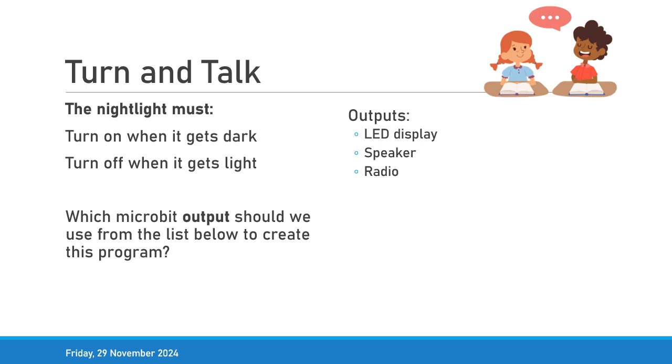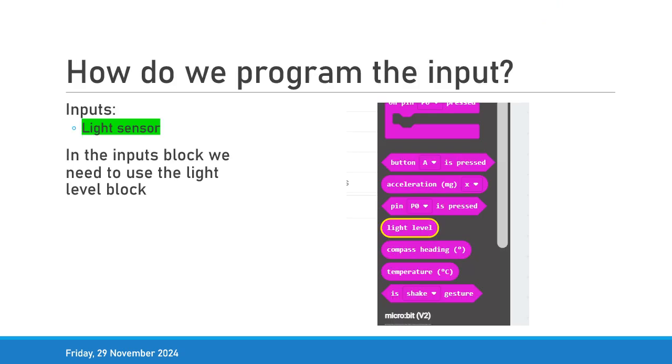But which output are we then going to use to show, well, some lights being on or off? Well, that's nice and easy. We're always just going to use the LED display. There's no need for us to use any sound on this occasion.